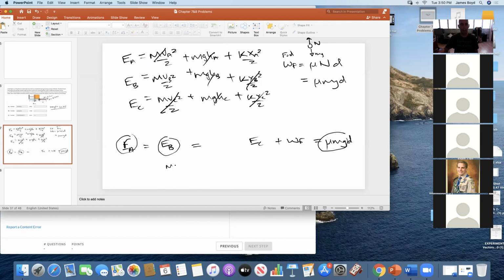This was mvb squared over 2. And this was kxa squared over 2. And they're all equal to the same energy, because this energy became the energy in the compressed spring, became the kinetic energy at B, became thermal energy released as heat due to friction. And they were all 66.67 joules. So this maximum kinetic energy, same.